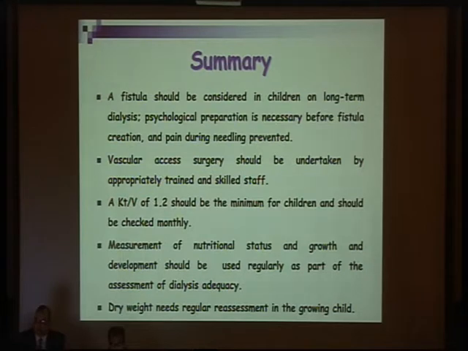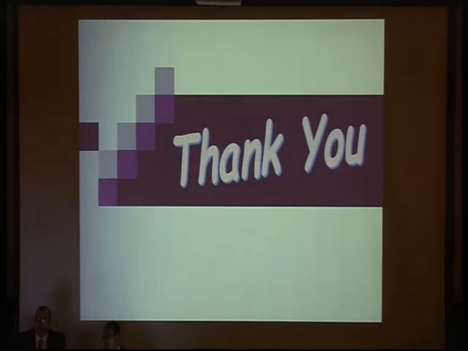Psychological preparation is necessary before the fistula is done, and pain during needling should be prevented. Vascular access surgery should be undertaken by trained and skillful staff. A Kt/V of 1.2 should be the minimum for children and should be checked monthly. Measurement of nutritional status and growth and development should be regularly used as part of the assessment of dialysis adequacy, and the prescription would need regular reassessment in a growing child. Thank you.